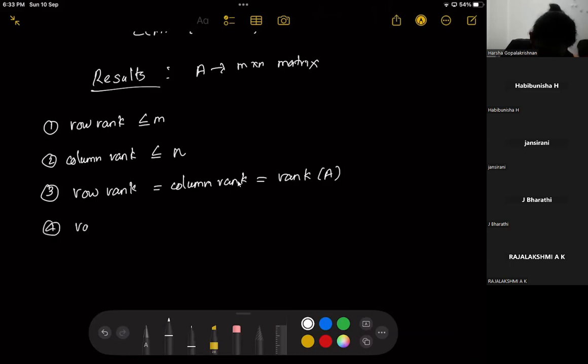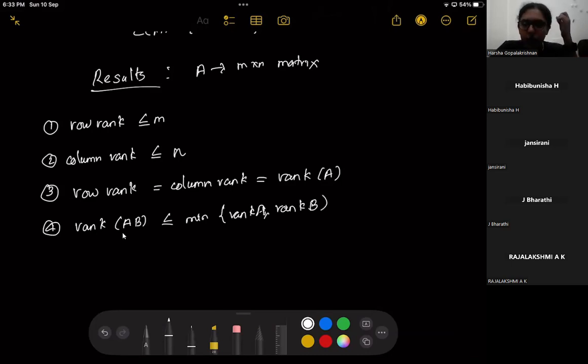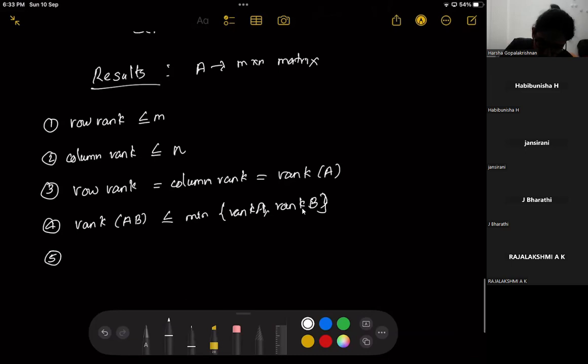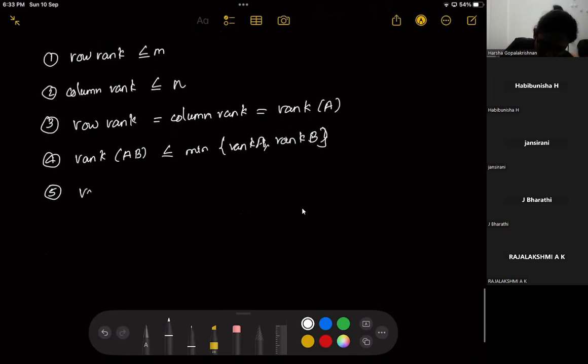Now the next important result: rank of AB, where AB means the product of A and B, will be less than or equal to rank of A, and less than or equal to rank of B. So in general, we can say the rank of AB is less than or equal to the minimum of rank of A and rank of B. And one more result: rank of A plus B will be less than or equal to rank of A plus rank of B.